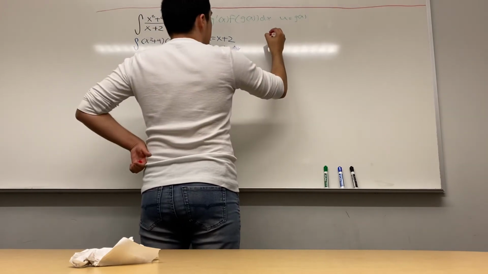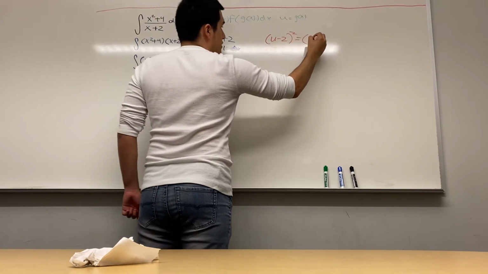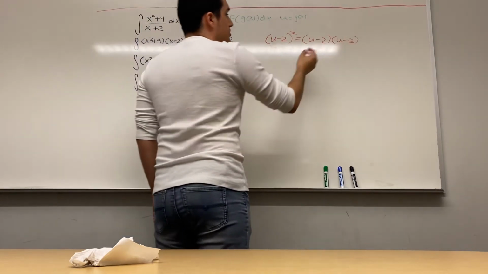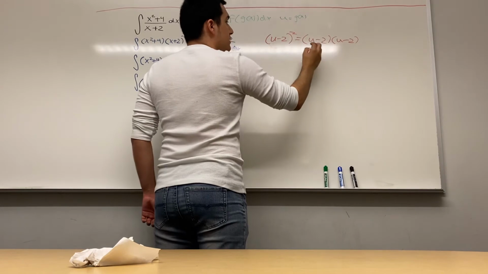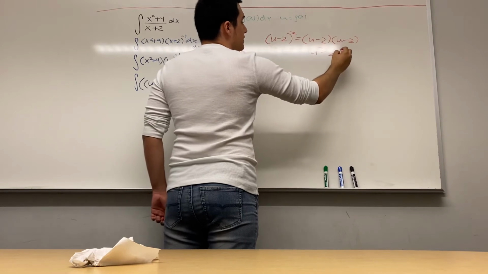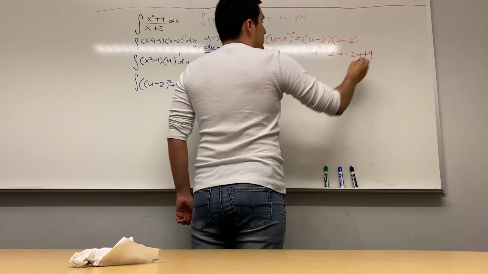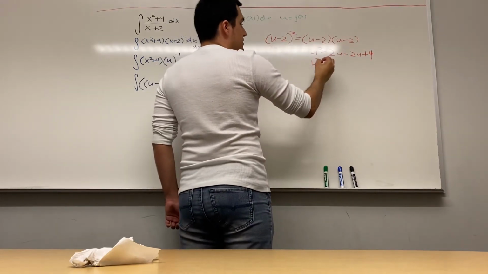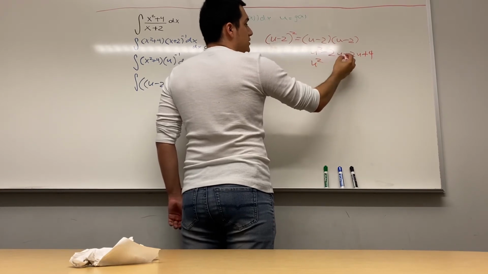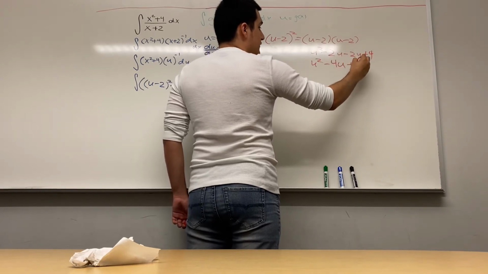So we're going to say that u minus 2 squared is equal to, well, u minus 2 times u minus 2. And we can go ahead and distribute. u times u is u squared. u times negative 2 is minus 2u. Negative 2 times u again is minus 2u. And negative 2 times negative 2 is positive 4. Go ahead and add like terms. We have u squared, which doesn't add to anything new. We have two terms of u, so minus 2u minus 2u becomes minus 4u, plus 4.